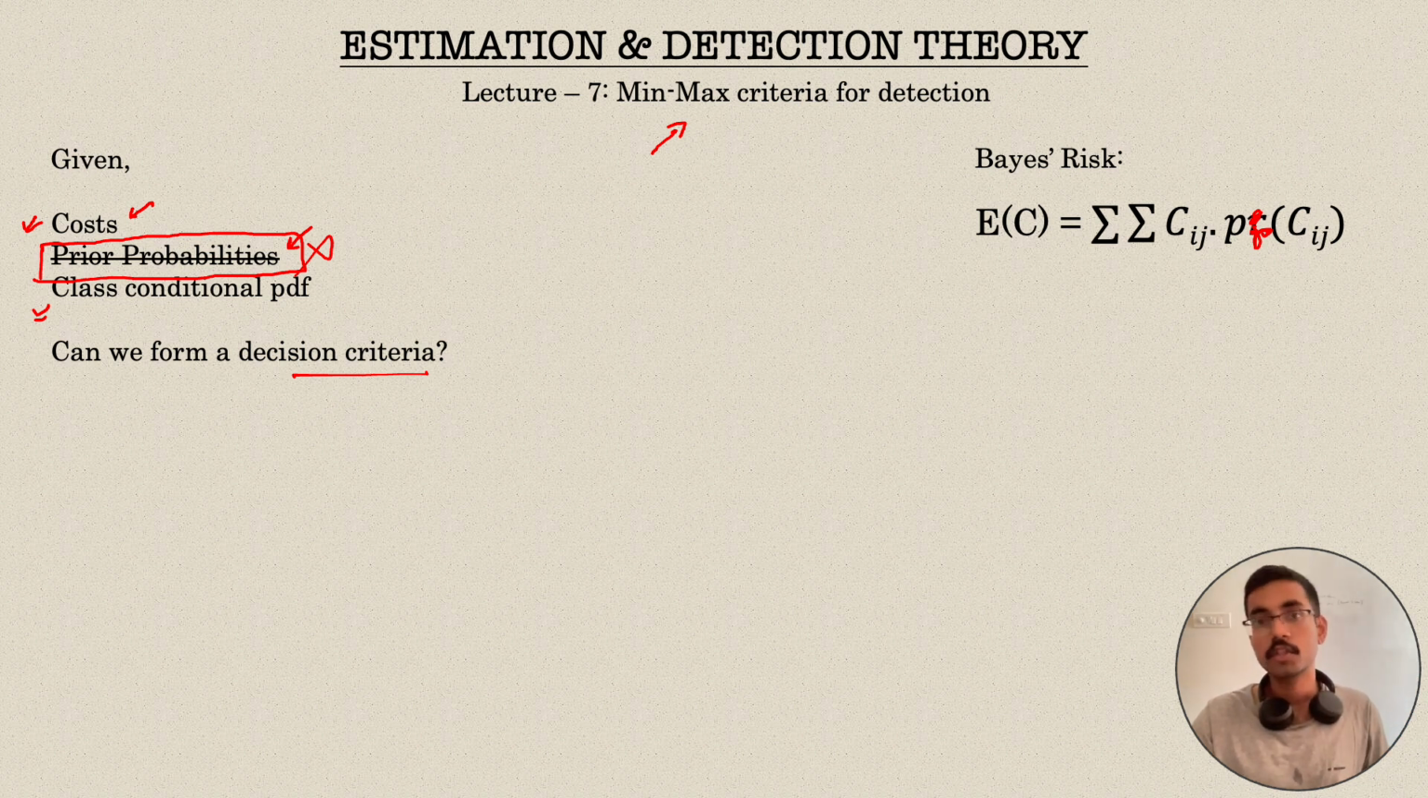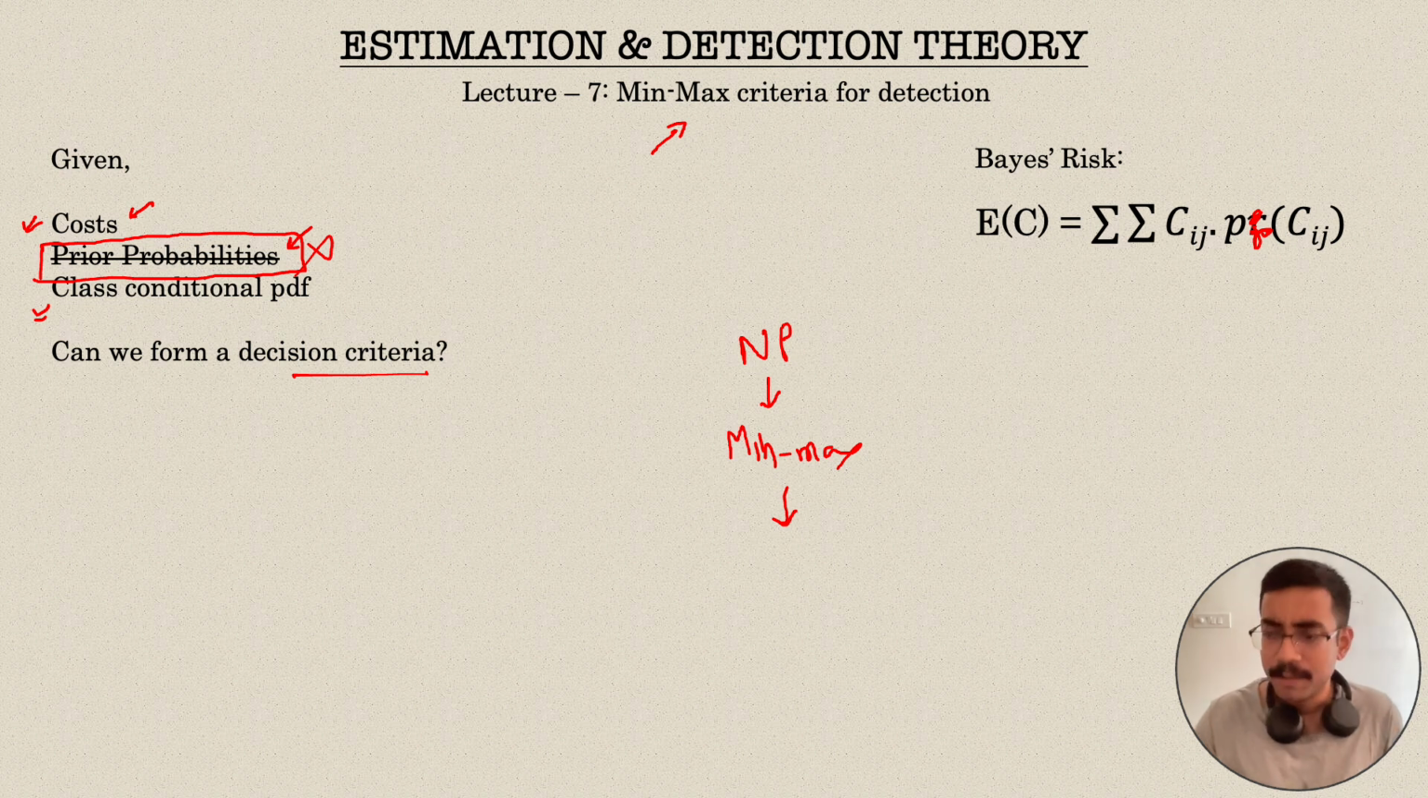So basically you should understand this in this scenario. With only class conditional PDF we have the NP criteria. Then if we have only cost, we have min-max. And if we have cost and prior probabilities with us, of course we would be applying the Bayes risk to have the LRT there. Okay, all right. So let us start with a very basic formula that we had.